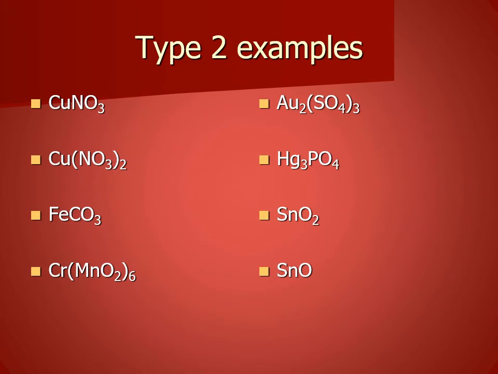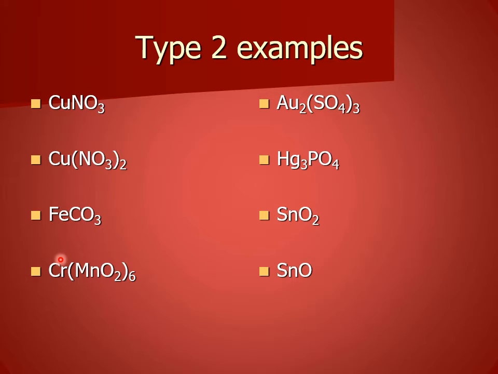Well, it's best then to just talk about some examples. So here I have several examples. On the left, I have a copper and a nitrate combination. Here I have a copper and a nitrate combination, but it's written differently. I have parentheses and a subscript of 2 out here. Here I have iron and a carbonate compound.